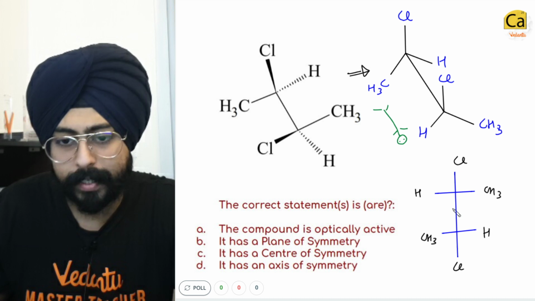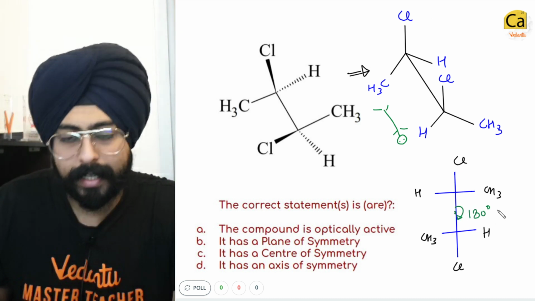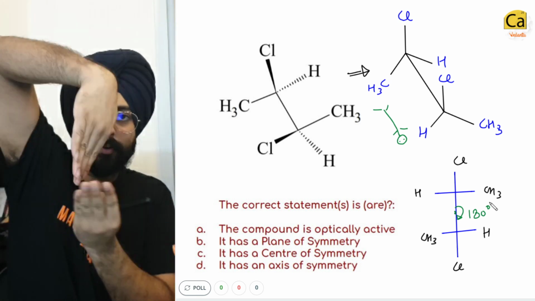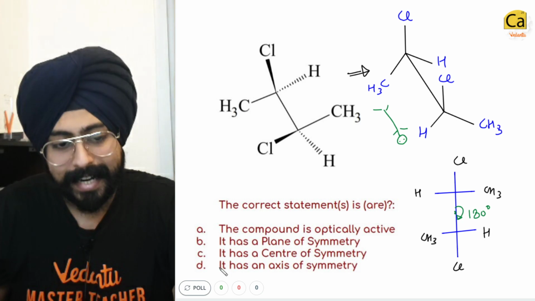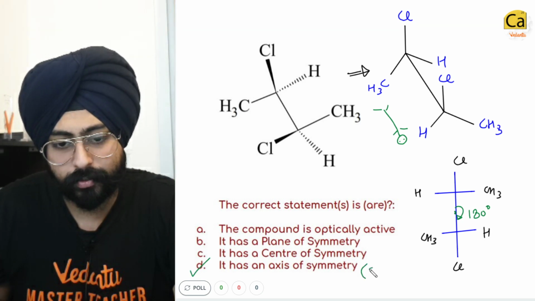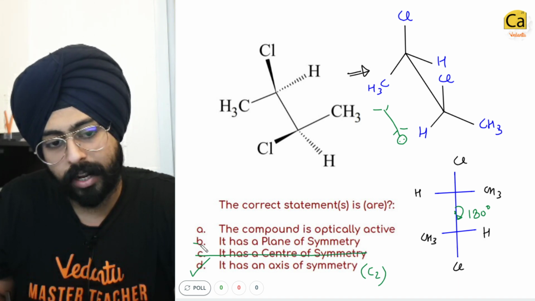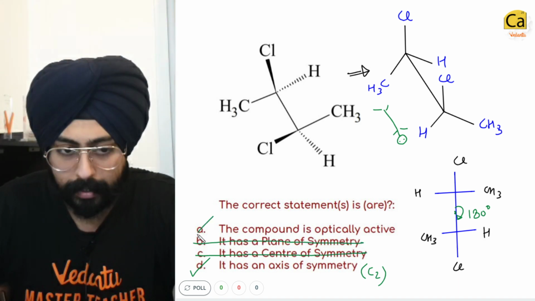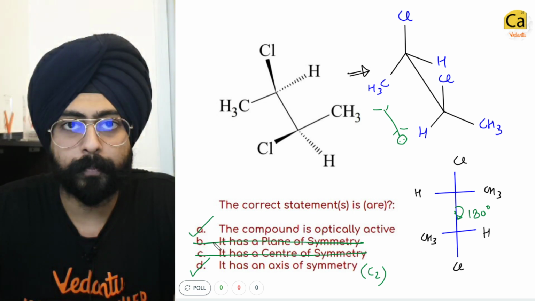And now you would notice that right in the middle, there is a 180 degree axis of symmetry. If I rotate the molecule 180 degrees, you'll get the same molecule. So yes, it has an axis of symmetry. That axis of symmetry is a C2 axis. It does not have a center of symmetry. It does not have a plane of symmetry, and hence it is optically active as well. So the correct answer for this question is A and D.